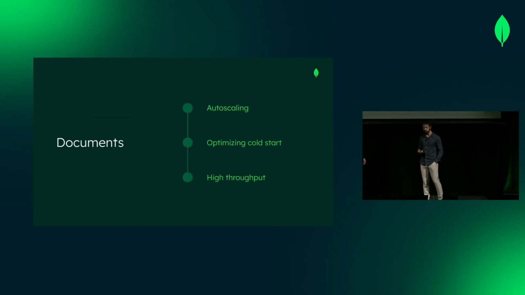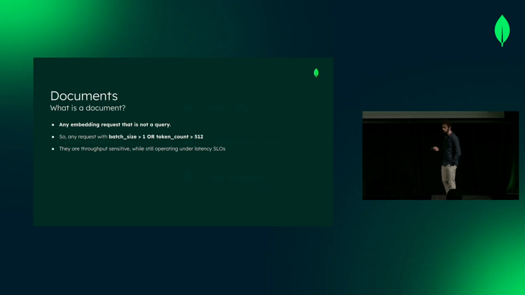Yeah, so now we can talk about documents. This is going to be, for instance, for indexing databases, it's more throughput sensitive, tends to be longer running jobs. So first, let's define it. It's any embedding request, so not reranker, that is not a query. So if the batch size is greater than 1 or the token count is greater than 512. These are throughput sensitive, but they also operate under a latency SLO because the API is synchronous.